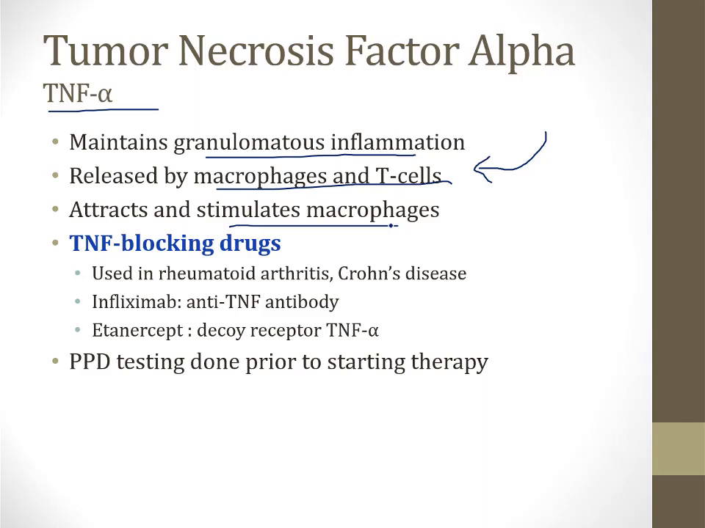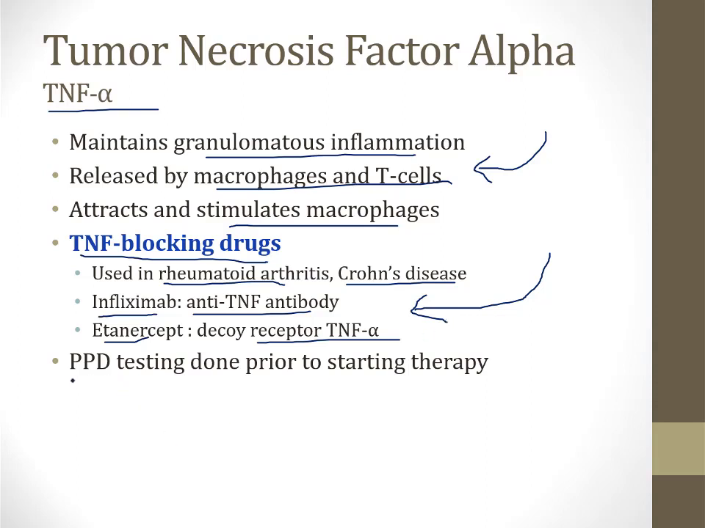This has clinical relevance because there are TNF blocking drugs that are used in some conditions. These are anti-inflammatory drugs used in rheumatoid arthritis and Crohn's disease. For example, infliximab is an anti-TNF antibody, and etanercept is a decoy receptor to TNF-alpha that also blunts the effects of TNF-alpha. So if you are going to give a patient one of these drugs, you are going to block the ability of the body to form granulomas. That means if the patient has tuberculosis, which is latent in their lungs, it may reactivate because you blunt the ability to form granulomatous inflammation and contain that tuberculosis infection.